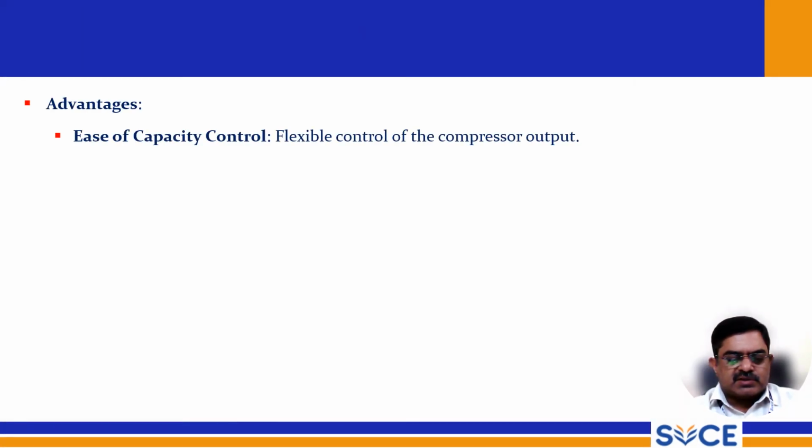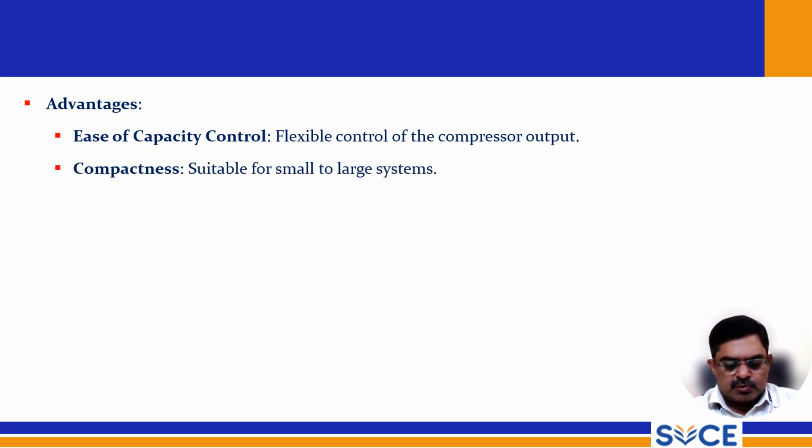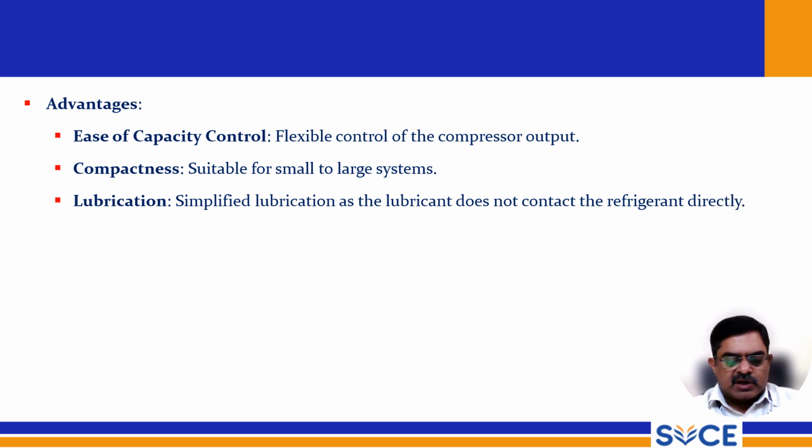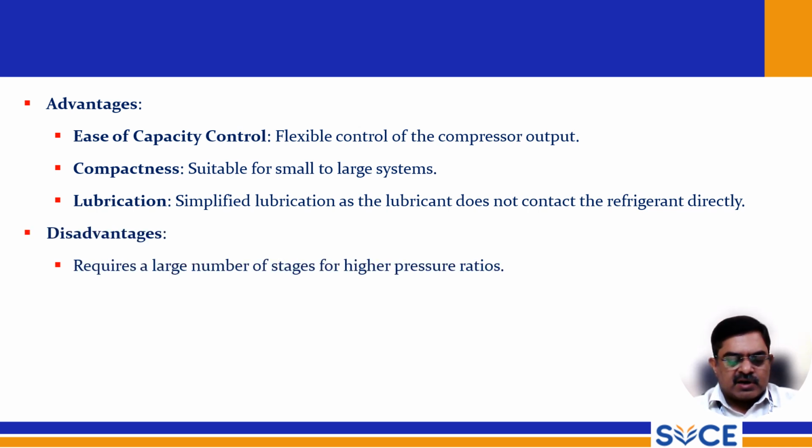So the advantages are ease of capacity control in the case of centrifugal compressors, flexible control of the compressor output, and compactness suitable for small to large systems. Lubrication is also simple, as the lubricant does not contact the refrigerant directly. The disadvantages are that it requires a large number of stages for high pressure ratios, and develops a compression ratio of about 5 to 1. So these are the disadvantages, and the compression ratio is lower than that of reciprocating compressors.